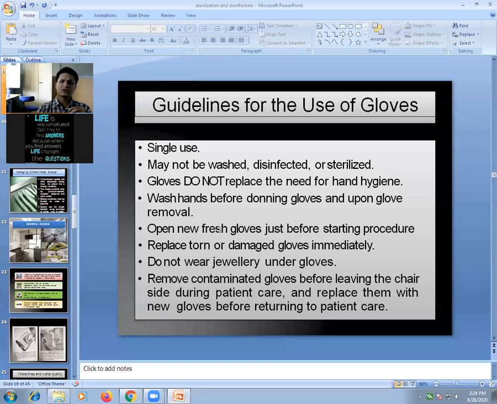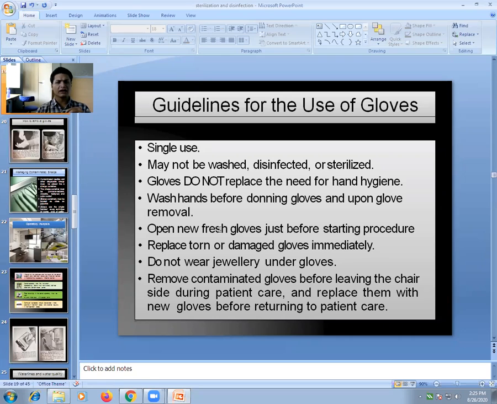What are the guidelines for the use of gloves? Gloves should be of single use. They may not be washed, disinfected, or sterilized. Gloves do not replace the need for hand hygiene, so wash hands before donning gloves and upon glove removal. Open new, fresh gloves just before starting the procedure. Replace damaged gloves immediately. Do not wear jewelry under gloves. Remove contaminated gloves before leaving the chair.